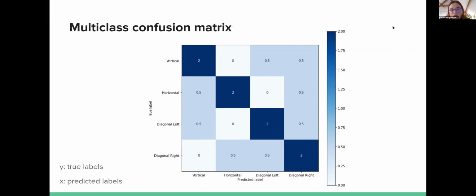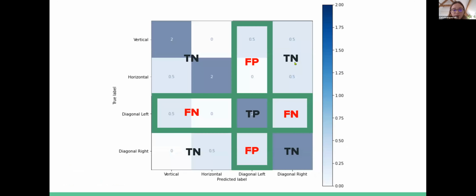So what we are aiming for visually is to have all of our data on the diagonal, which represents the true positives. This is how you would analyze a confusion matrix. And if you want to look class by class, you can perceive the confusion matrix in that way. For example, if we're looking at diagonal left as a true label and diagonal left predicted, it would be the true positive. The false negative would be the ones on the side. And that's how you would look at a confusion matrix class by class.